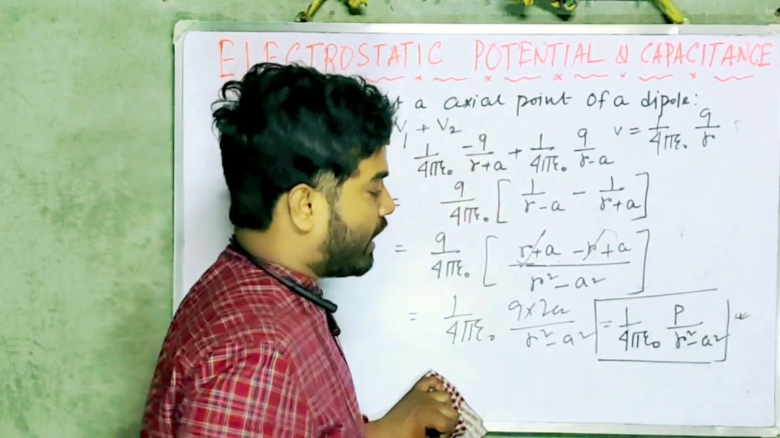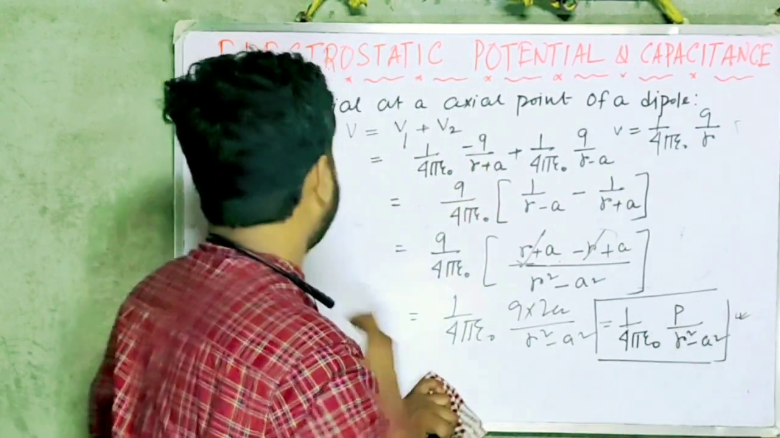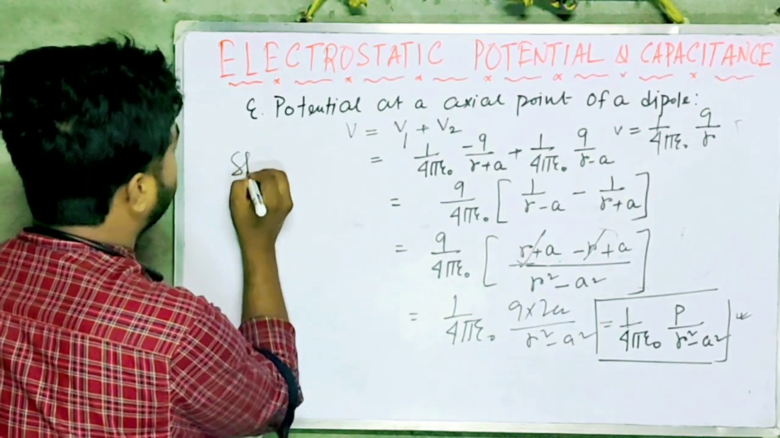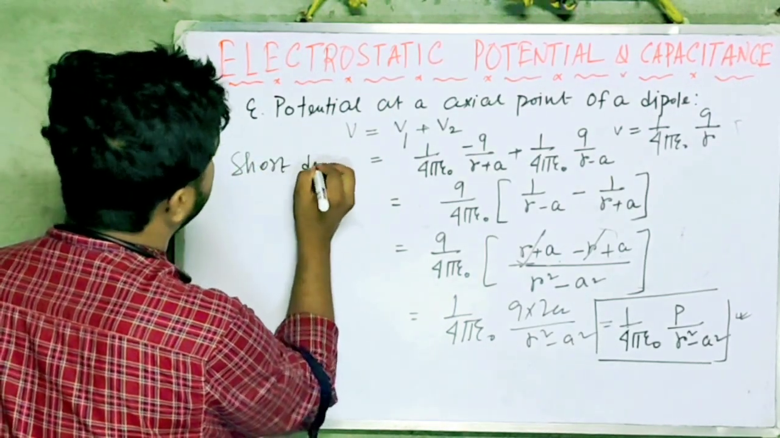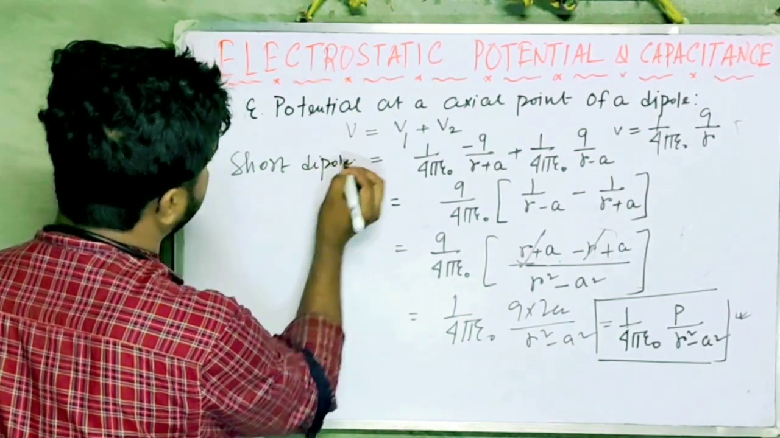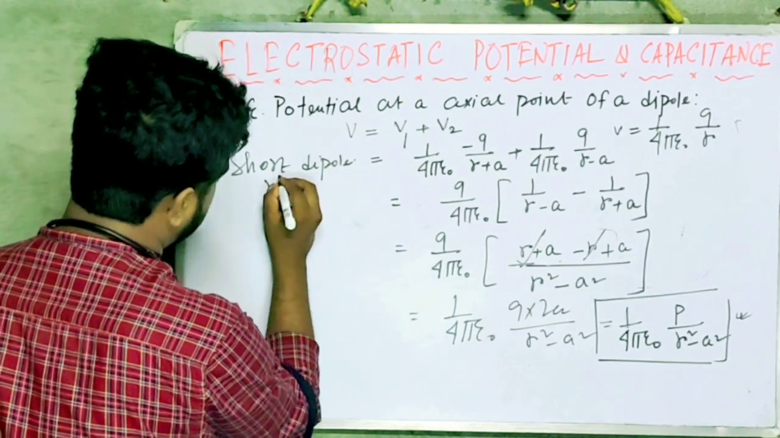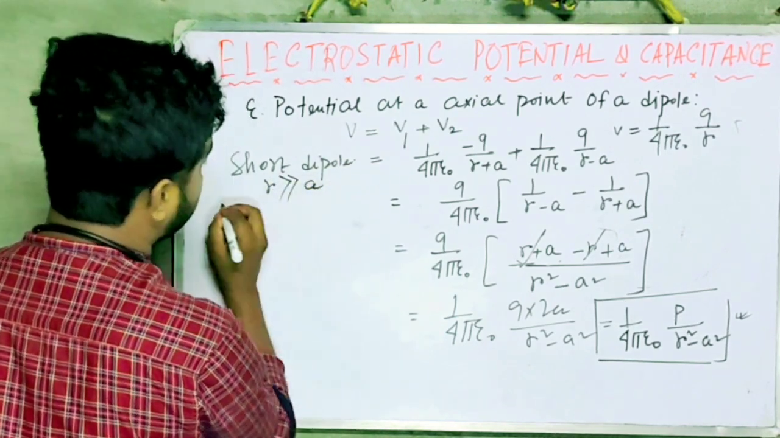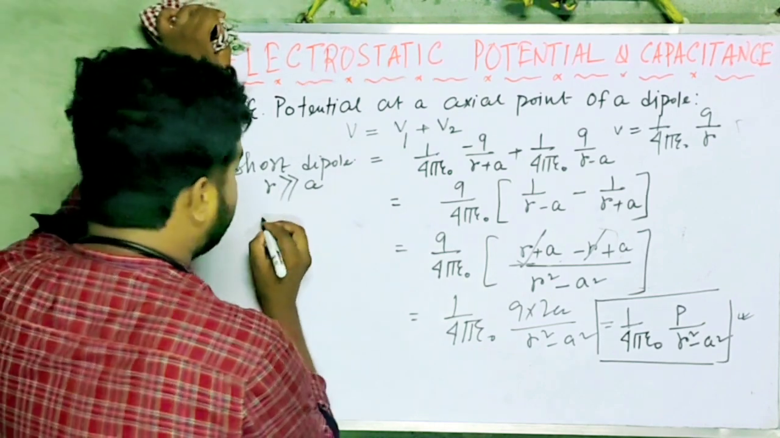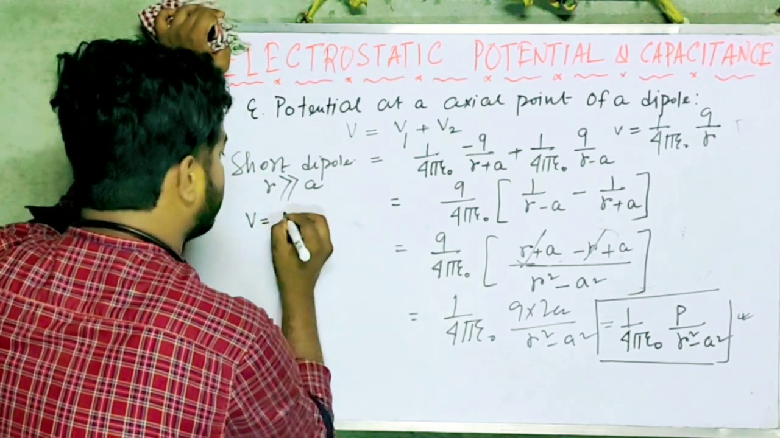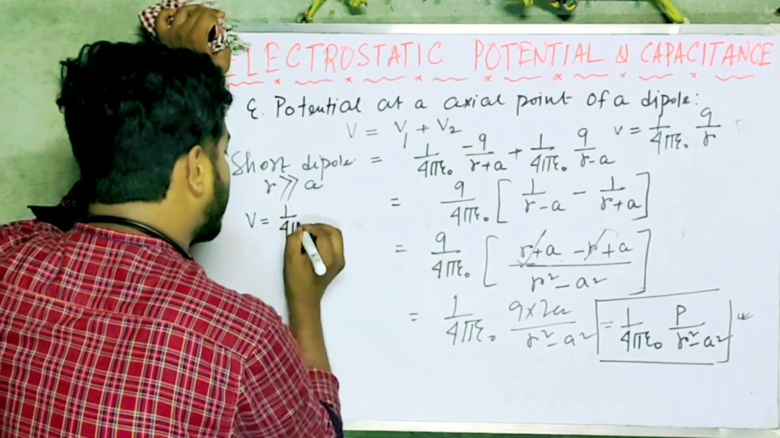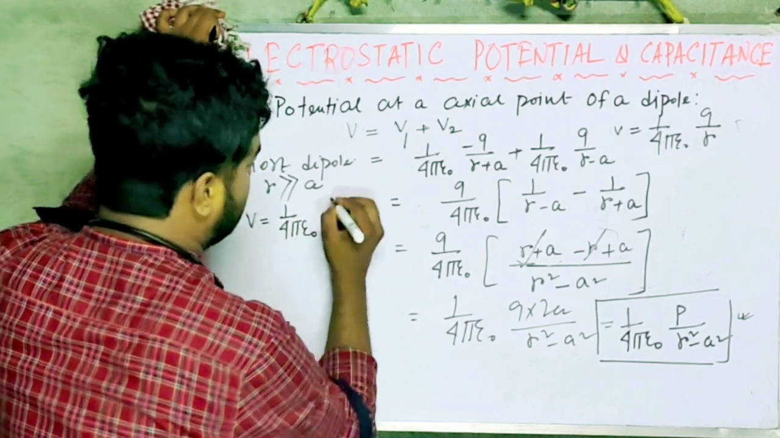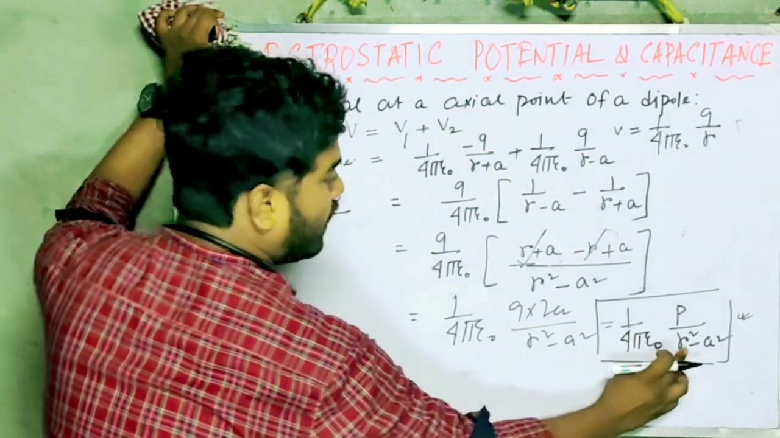Now there is a special case for a short dipole. For a short dipole, that is when r is much greater than a, the expression will be V equals 1 by 4 pi epsilon naught p by r square.